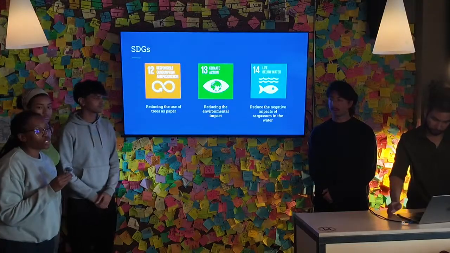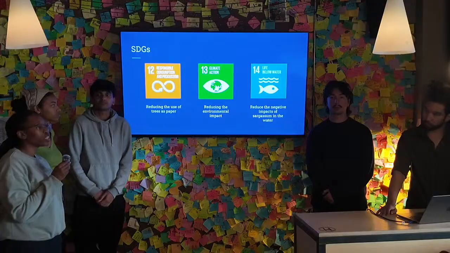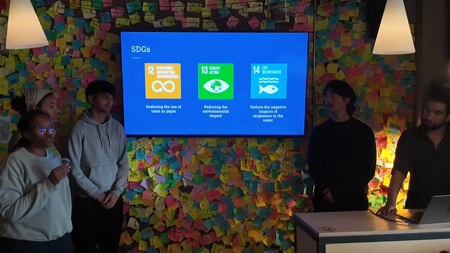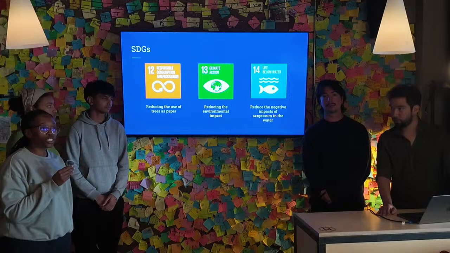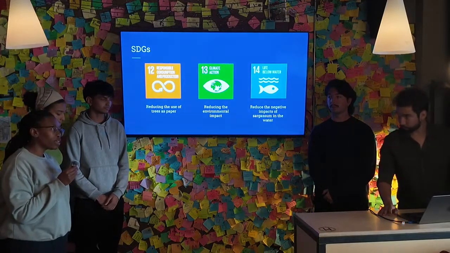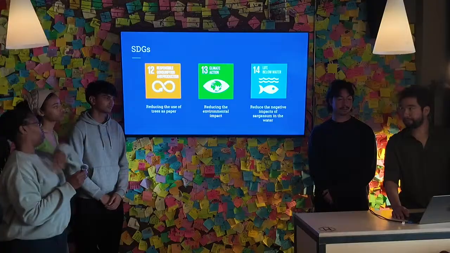And in terms of the ecosystem, obviously we'll be looking at responsible consumption and production, because by using sargassum, we're reducing the amount of trees that will actually be used for paper production. And then in terms of climate action, we're helping with the environmental impact of sargassum on our shores and also helping life below water.